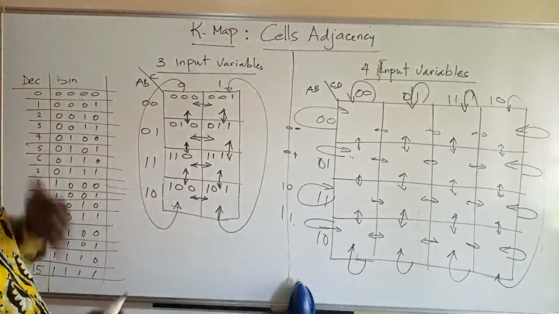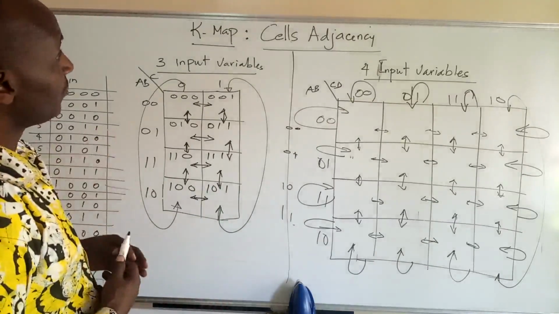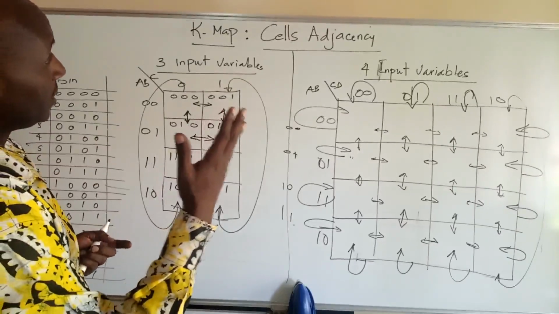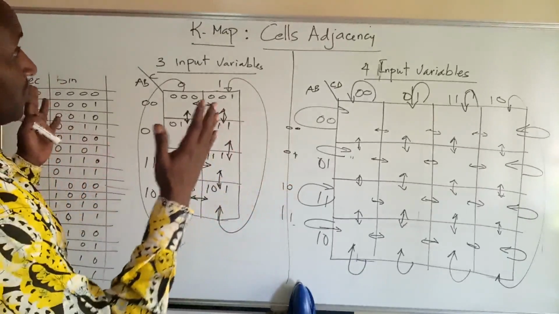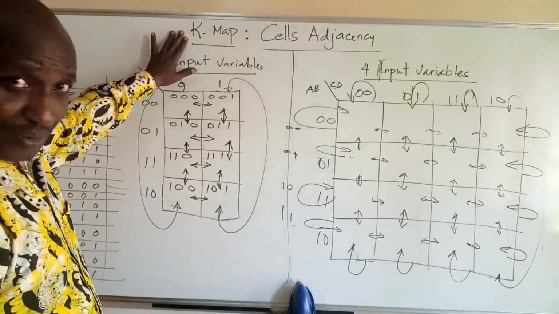Good. So this is what we have, and this is what we call cells adjacency using Karnaugh Map. Thank you.